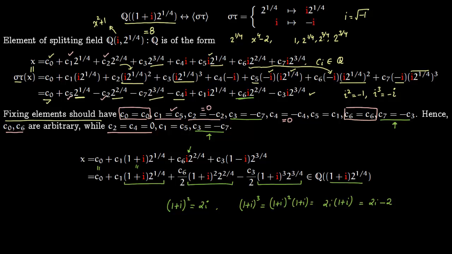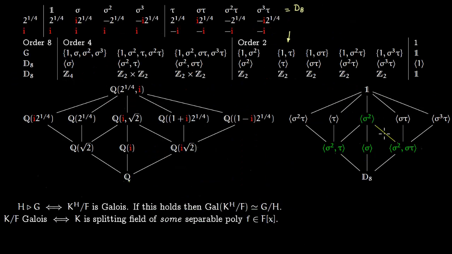The subgroups marked in green are the only normal subgroups of D8. Obviously identity is always a normal subgroup, but these are the normal subgroups in D8. So the extensions corresponding to these subgroups are precisely the ones which are Galois. If H is a normal subgroup of G, if and only if K^H over F is Galois. So these extensions which correspond to these green subgroups are Galois. And obviously then this will hold.